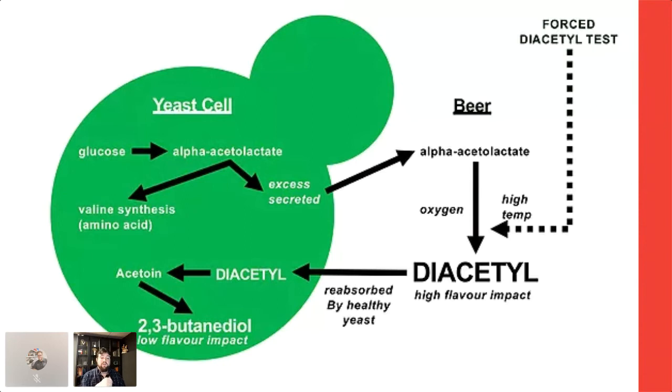However, if we give it a little bit of oxygen and we increase the temperatures, such as, say, a quick packaging run and then the beer sitting on the LCBO shelf for a while, or whatever your local alcohol distributor is, this will cause this alpha-acetolactate to break down into diacetyl.